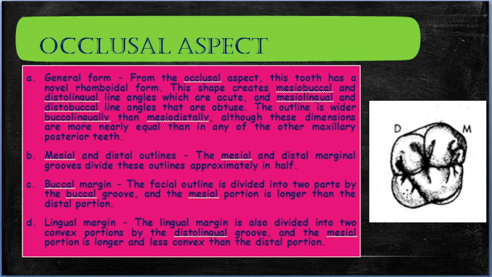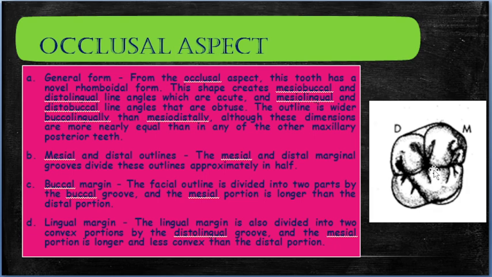As we can see, the tooth is rhomboidal in shape, where the mesiobuccal and distolingual line angles are more acute, whereas the distobuccal and mesiolingual line angles are more obtuse in nature. The outline is wider buccolingually than the mesiodistal dimension, and these dimensions are more nearly equal than in any of the other maxillary posterior teeth.